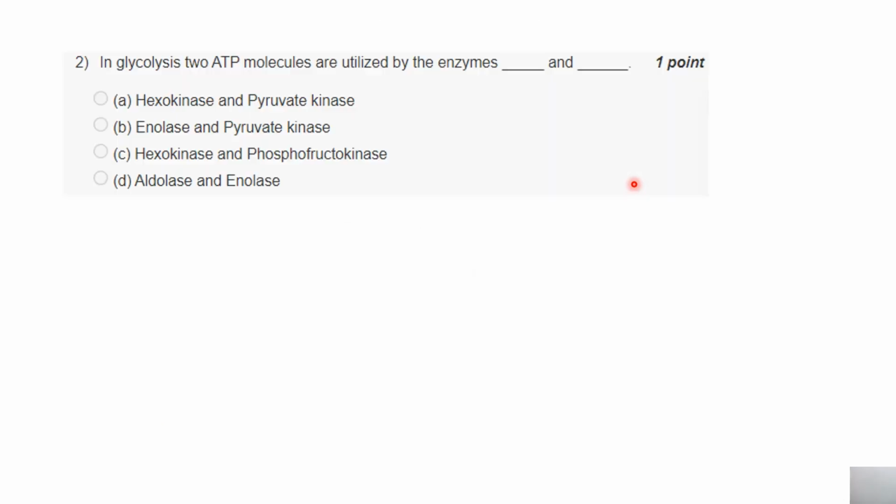Okay, so coming back to the question that we started with: in glycolysis, 2 ATP molecules are utilized by the enzymes dash and dash. So yes, the answer will be hexokinase and phosphofructokinase, right? So we'll wait for 3-4 minutes and then we'll move on to the next question for today. If you have any doubts regarding this question, you can ask, or we'll wait for 3-4 minutes and only then move to the next question.